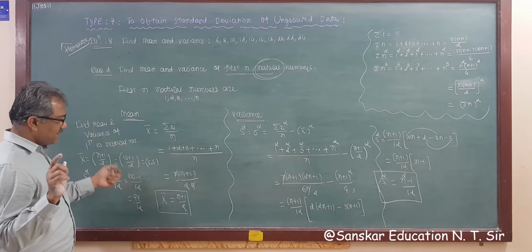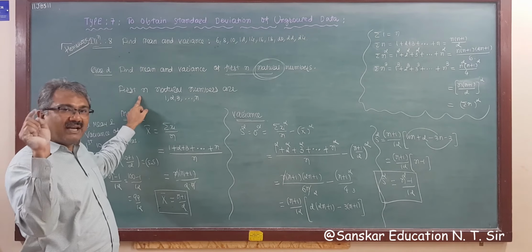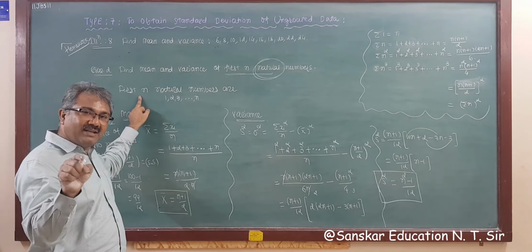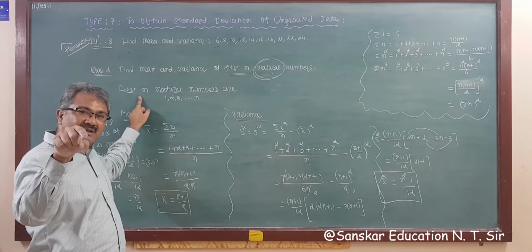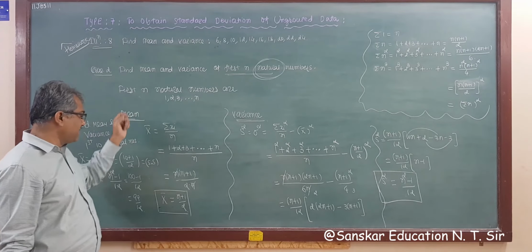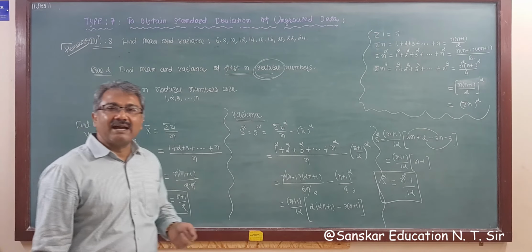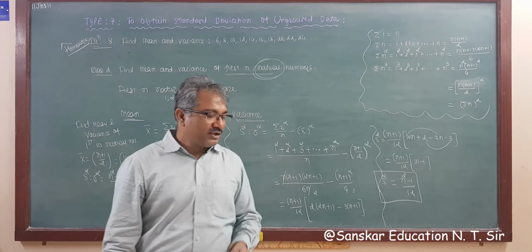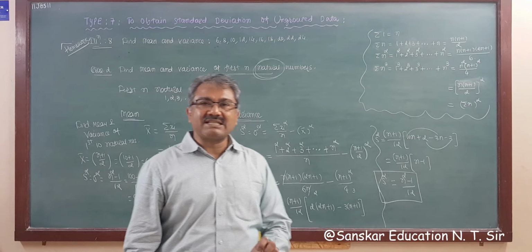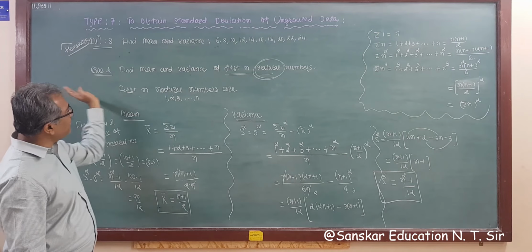Right, see, listen here, for the first n natural numbers, mean means the sum of the numbers divided by n. So for the first n natural numbers, the mean is n plus 1 by 2 and the variance is n square minus 1 by 12. So you have to remember this, right? Then question number 3 is the same as this.